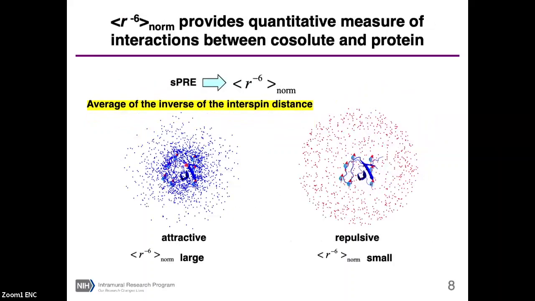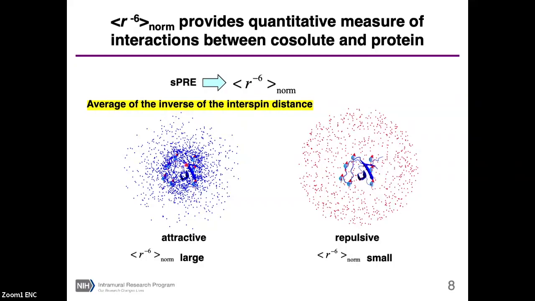So what that means is, let's say co-solutes have attractive interactions on the proteins. Then this co-solute wants to be close to the protein because it's attracted to the protein, right? So the average distance between the co-solutes and the proteins is short. And since R⁻⁶ is inverse of the interspin distance, therefore R⁻⁶ becomes large. On the other hand, if there's a repulsive interaction between co-solutes and the proteins, then the co-solutes want to be away from the proteins. And the average distance between the co-solutes and the protein becomes longer, therefore R⁻⁶ becomes small.